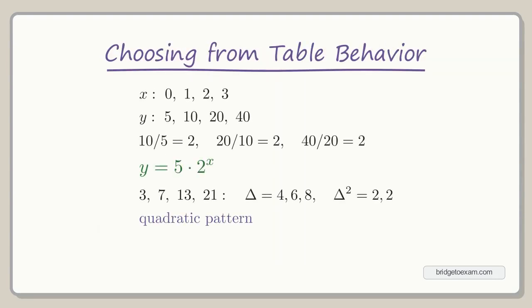Consider x values 0, 1, 2, 3, with y values 5, 10, 20, 40. The outputs do not add a constant amount. They multiply by 2 each step. That suggests the exponential model, y equals 5 times 2 to the x. By contrast, values 3, 7, 13, 21 have first differences 4, 6, 8, and second differences 2, 2, so they suggest a quadratic model.